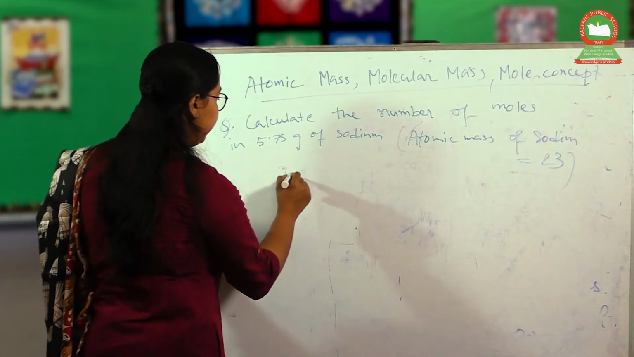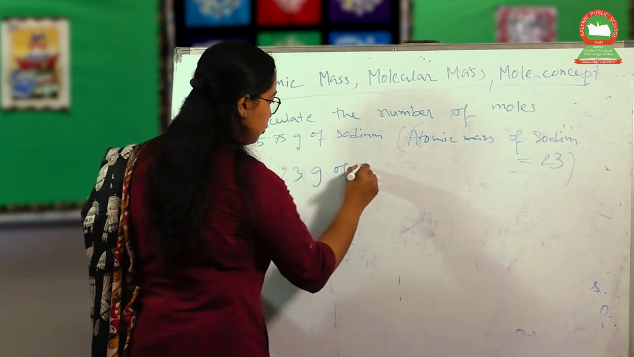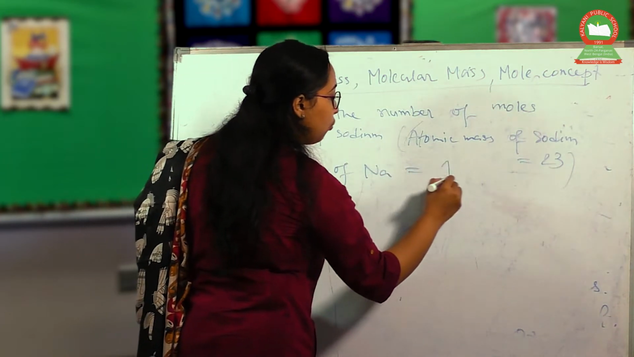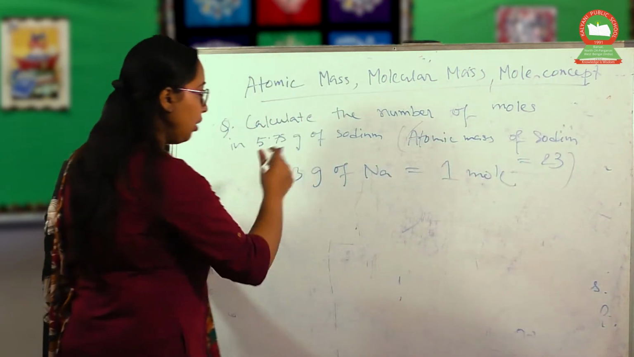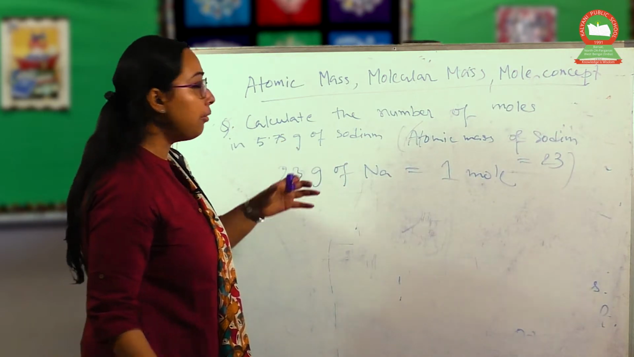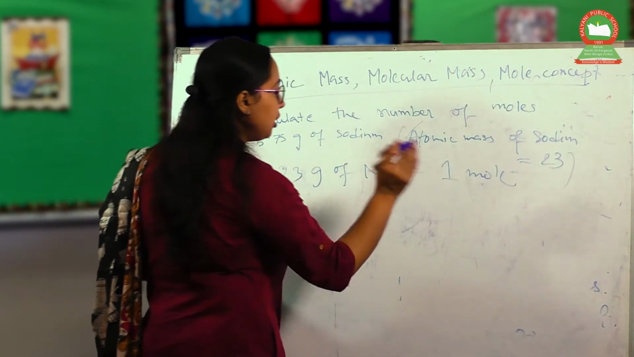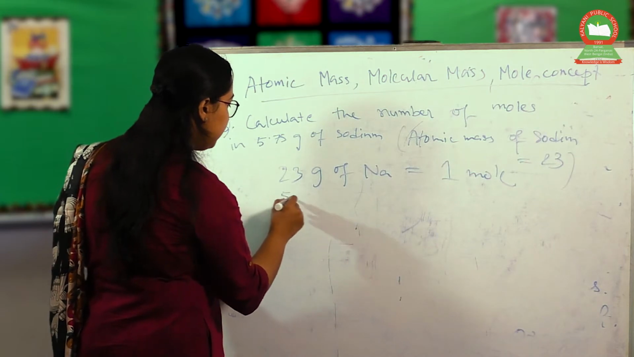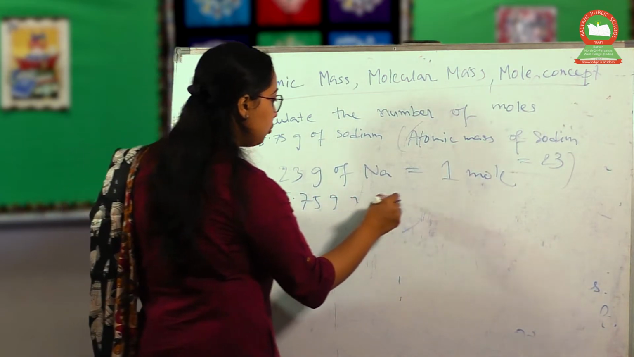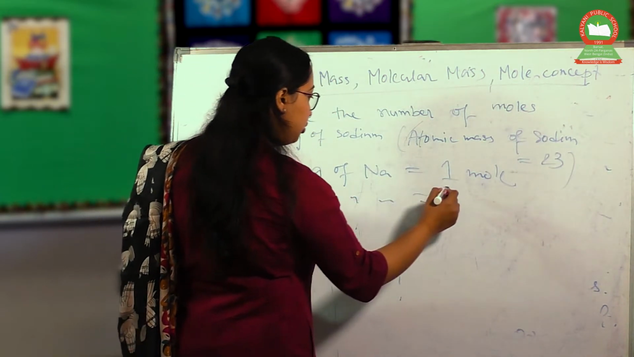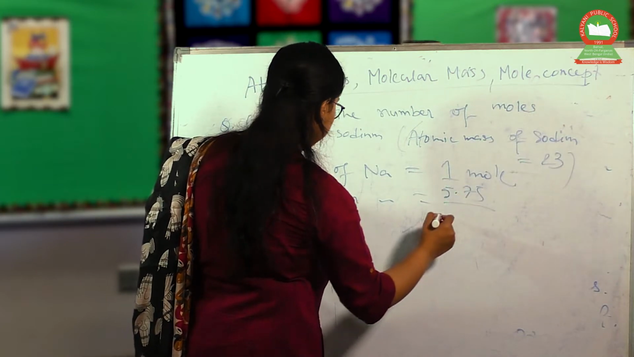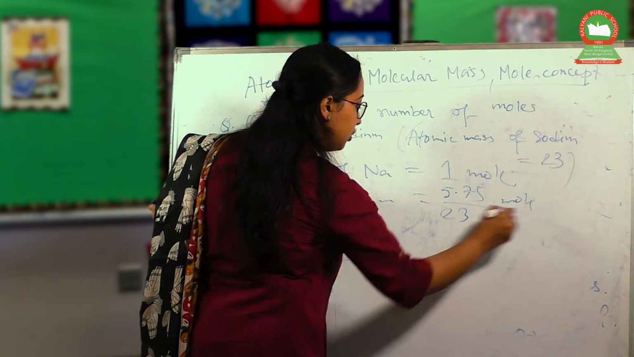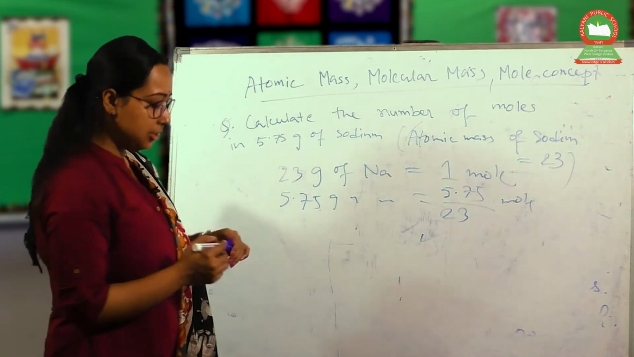So now 23 gram of sodium will be equal to 1 mole. So how many moles does 5.75 gram of sodium have? 23 gram of sodium is equal to 1 mole. So simple thing, 5.75 gram of sodium will be equal to how many moles? It will be 5.75 divided by 23 moles. So what will be the answer? It will be on the basis of this.